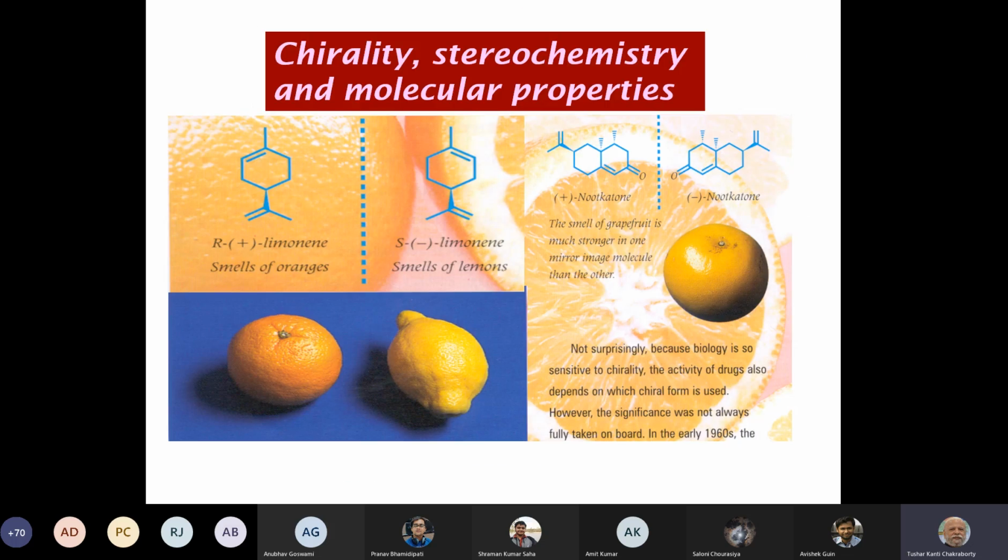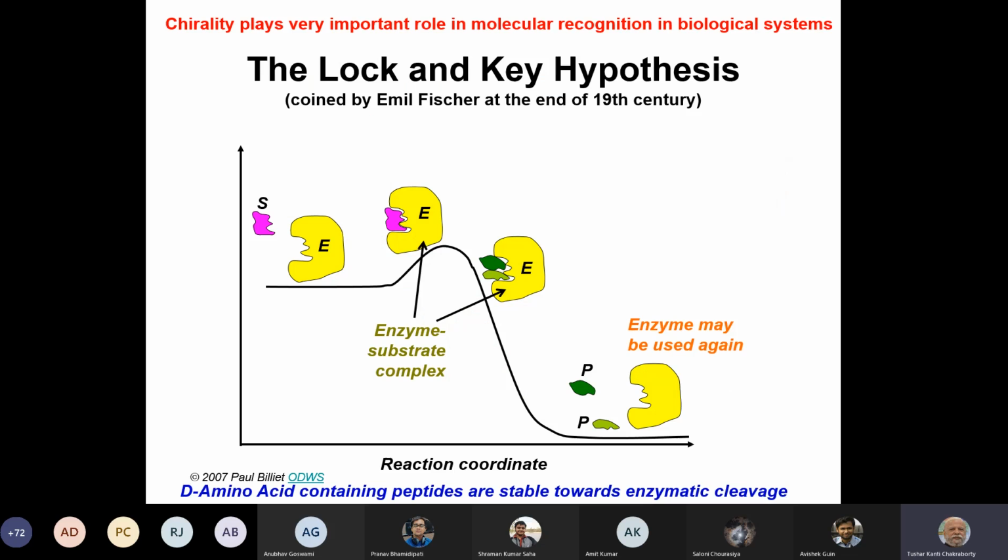And how does it happen? And some properties of the molecules will also be different. For example, limonene is a natural product, and it comes as R plus limonene, and you can have S minus limonene. And if you have a good sense of smell, R limonene smells like orange, whereas S limonene smells like a lemon, more sour smell. And many other molecules, like in oranges, are chiral molecules which will have different properties.